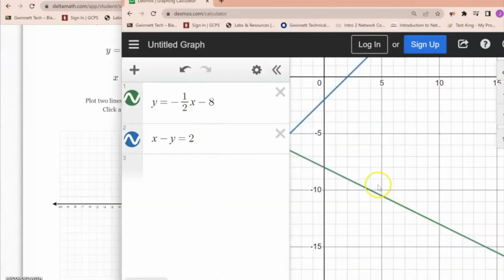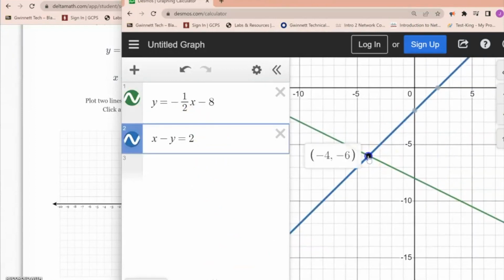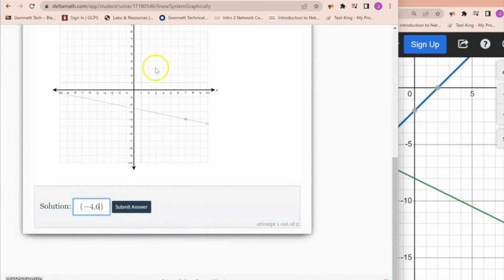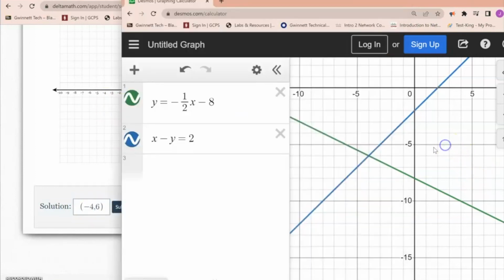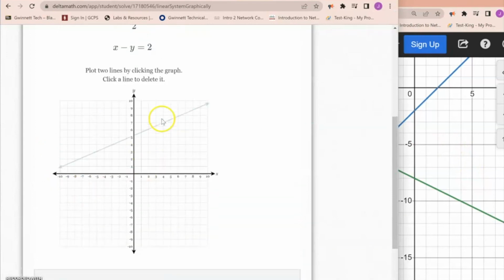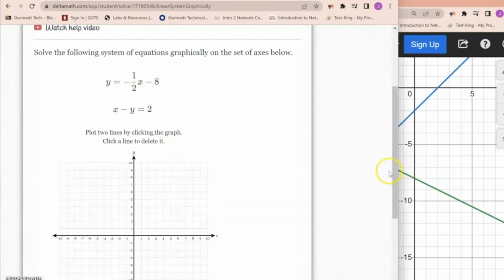All right, boom. So here's my solution. My solution is negative 4, 6. So my solution in parentheses is (-4, 6). But you have to put your graphs in here. So you have to copy your graphs from here into here, or you can draw them by hand. So I'm going to draw one by hand, and then I'm going to copy another one, just to show you.